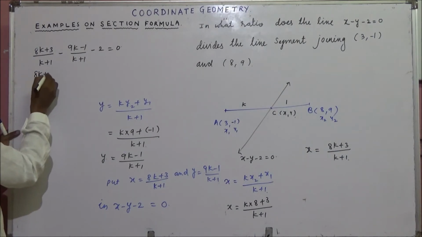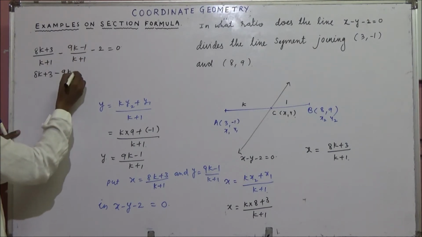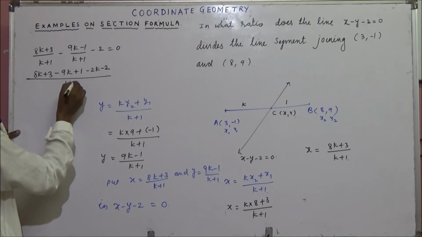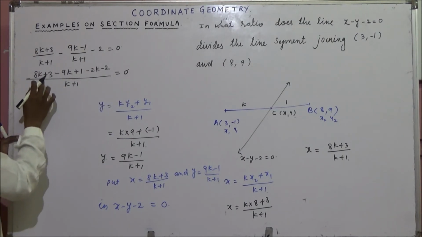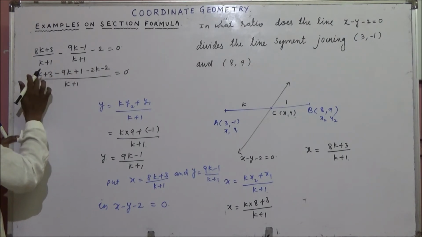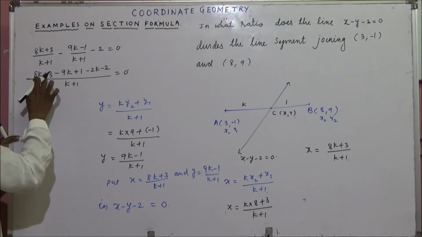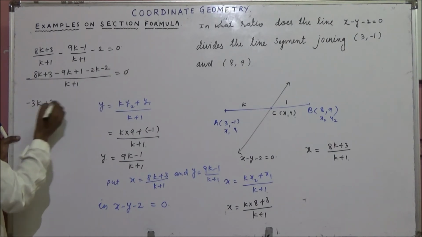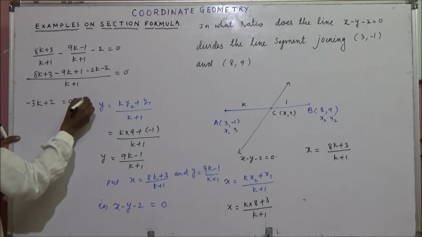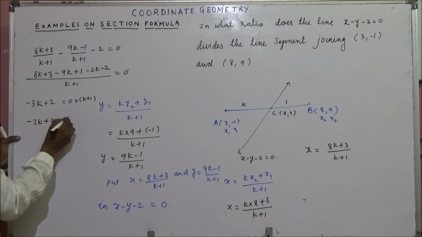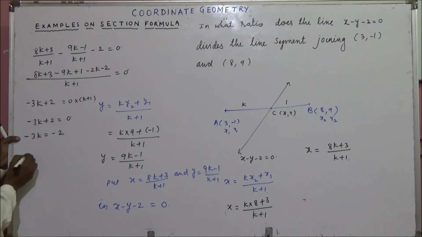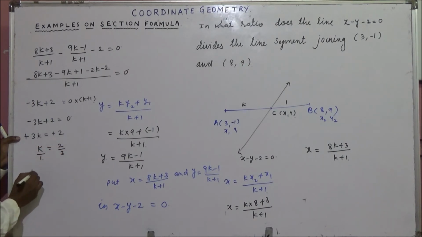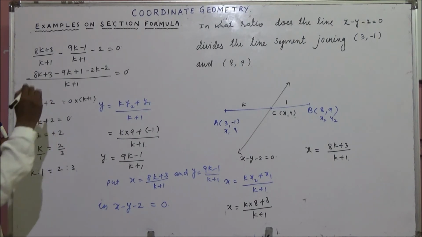So this is 8k plus 3 minus 9k plus 1, minus 2 says multiply, minus 2k minus 2 upon k plus 1 is equal to 0. So it will be minus 3k, 3 plus 1, 4, 4 minus 2 plus 2. This is equal to 0 into k plus 1. So minus 3k plus 2 is equal to 0. Minus 3k is equal to minus 2. So k is equal to 2 by 3. That is k is to 1 is equal to 2 is to 3, we can say that.